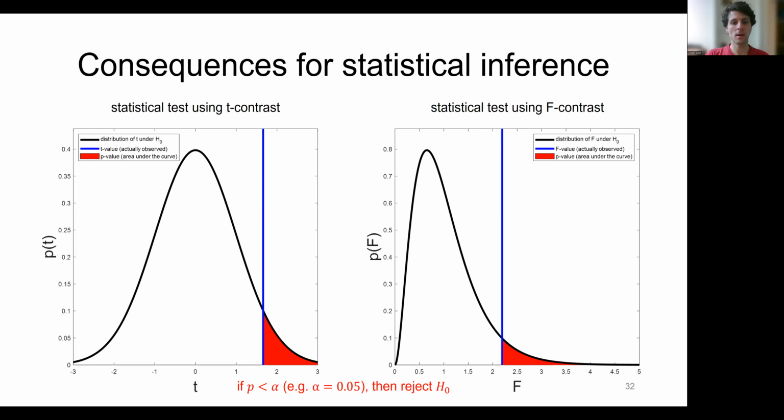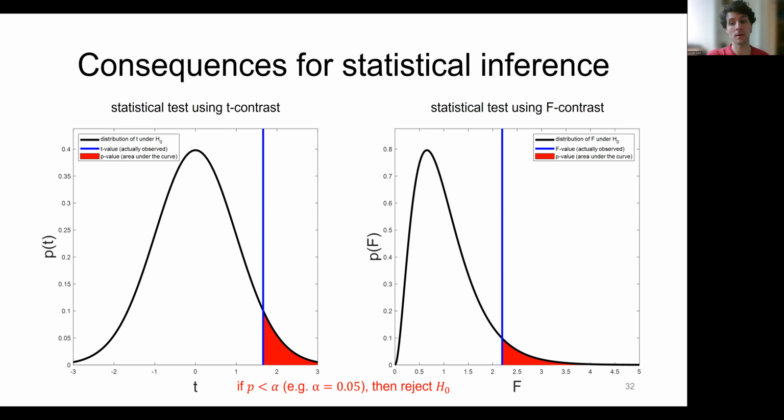So here on the left, this gives us the distribution of the T value under the null hypothesis, shown in black. And if we then take the actually observed T value, here shown in blue, we can calculate the probability of obtaining a T value which is as extreme or more extreme than the actually observed one. This is shown as the red area under the black curve. This area is called the p-value. And if the p-value is sufficiently small, that is smaller than our significance level alpha, which for example is 0.05, then we reject the null hypothesis and accept the alternative hypothesis that there is a significant difference between the experimental conditions, for example.